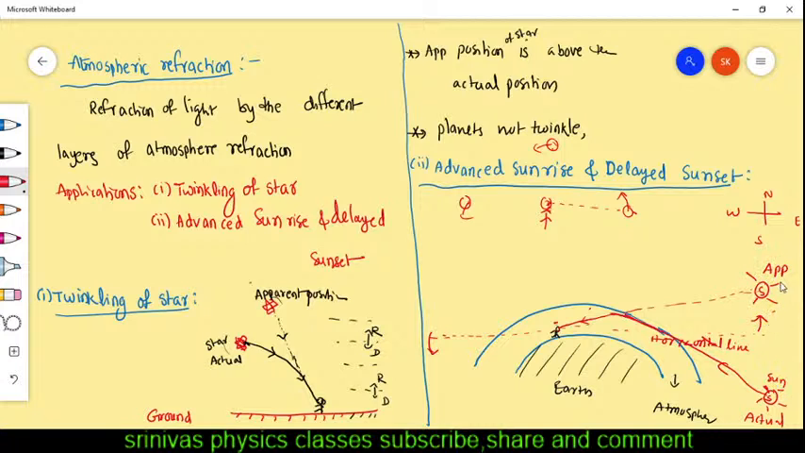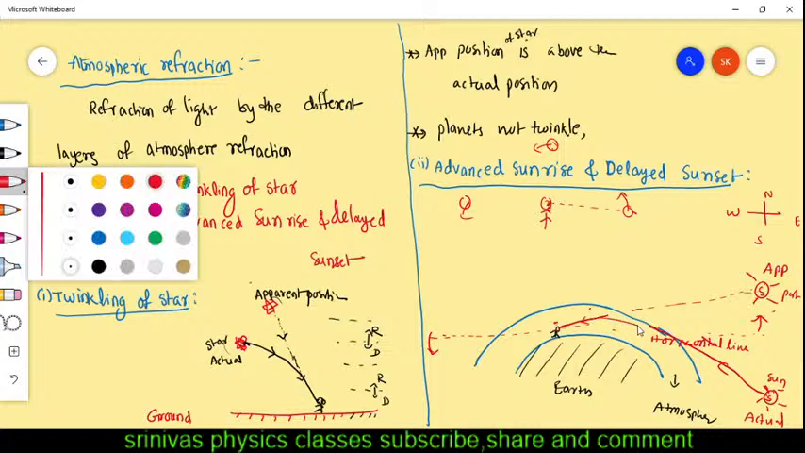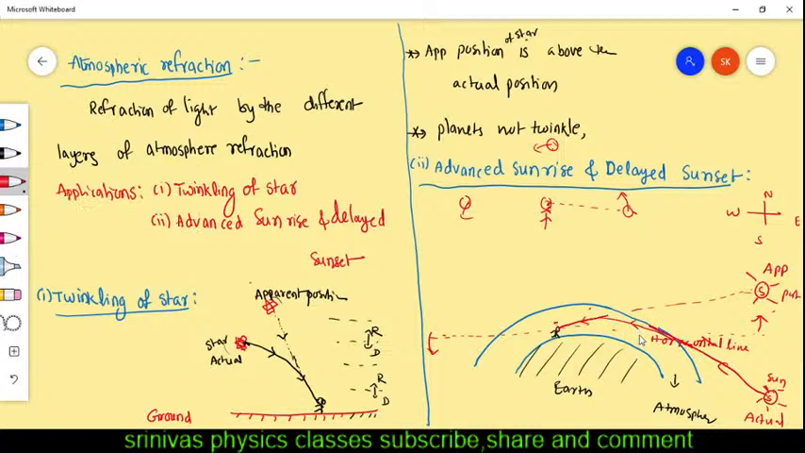That means when the sun is below the horizontal, due to refraction, light is coming from here. When it passes through the different layers of the atmosphere, it bends, and due to the bending, the sun is appearing above the horizontal. In reality, the sun is below the horizontal, but due to the bending phenomenon, the sun appears above the horizontal. Have you understood this one?